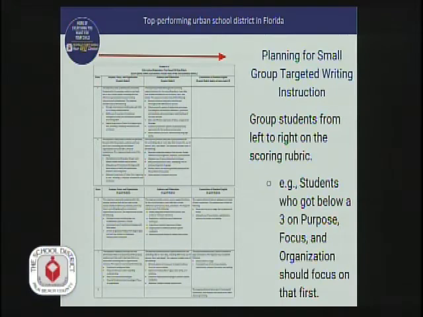I focus on my PFO, I focus on my EE, with the goal of getting to the 3. 3 is grade level. If it's a struggling student, that's where they're struggling to get to, the on grade level, the 3. All right, and that's done in small group work.